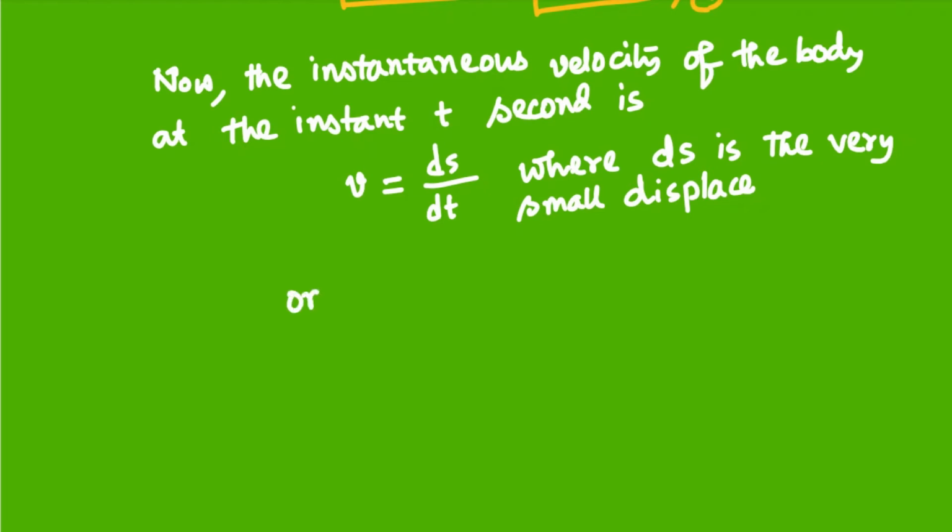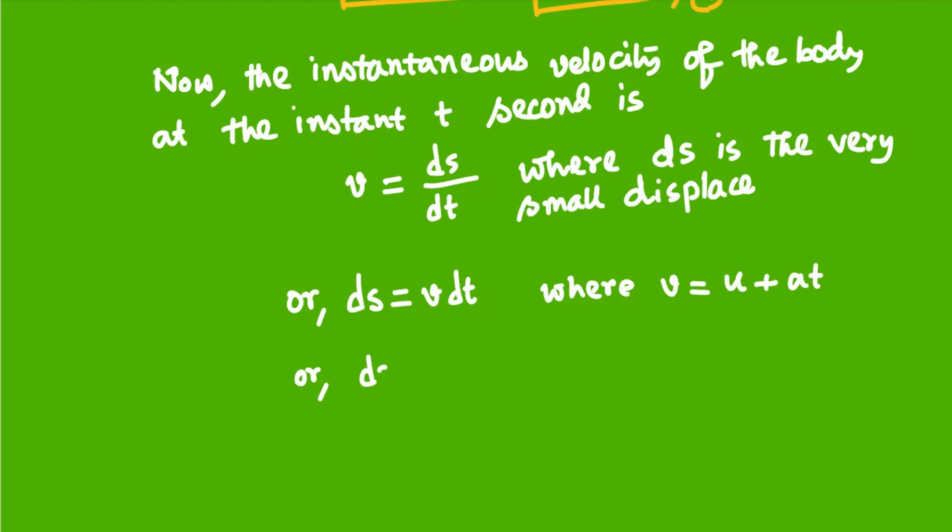ds is the very small displacement of the body in a small interval of time dt. Therefore, ds is equal to v dt, where v equals u plus at. u is the initial velocity, a is the acceleration, and t is the time. So ds is equal to (u plus at) dt.